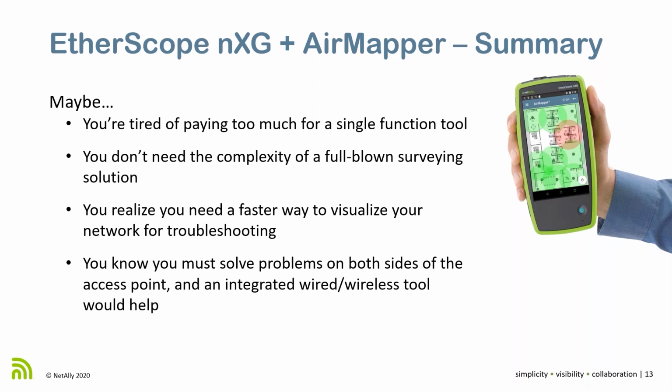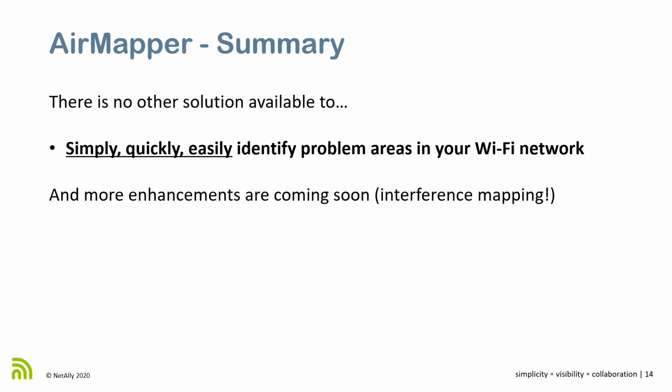And the other aspect that a lot of our customers recognize is you've got to solve problems on both sides of the access point. Having the capability to do not only Wi-Fi tests and analysis and now Wi-Fi site surveying, but all of the in-depth wireline analysis capabilities that we have with EtherScope means it really truly is that all-in-one tool. So there you go. The simplest, quickest, easiest way to identify problem areas in your Wi-Fi network is by getting that visualization. And as James pointed out, we've got more enhancements coming soon.